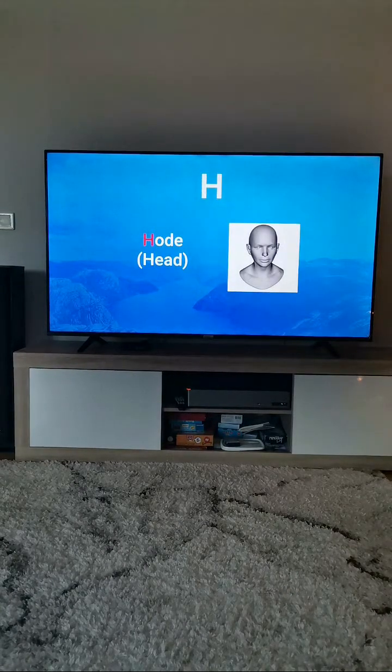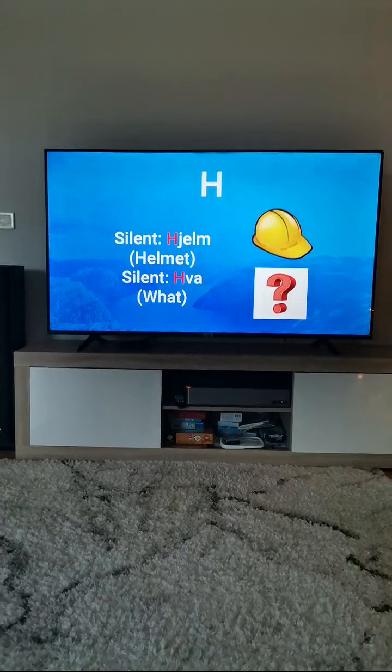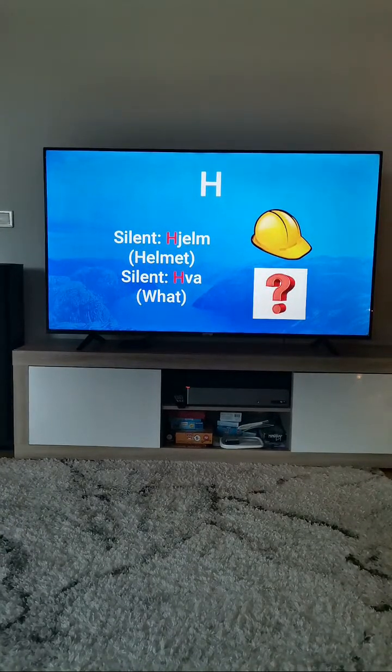H, hode. The H can also be silent. This is typically when the H is followed by a J or a V, and these usually occur in the beginning of a word. Examples of this are hjelm, hva.